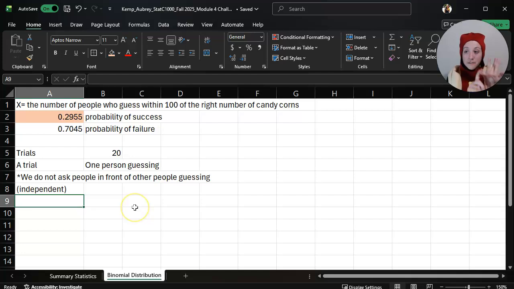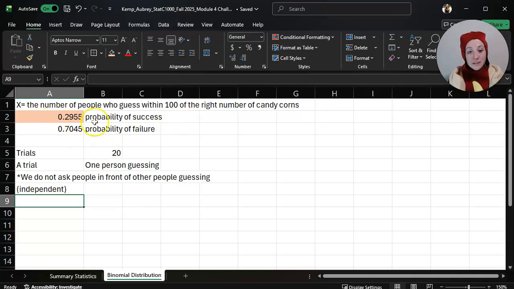Okay, so we have independent trials. There's 20 trials. We have a probability of success, which stays the same from trial to trial. Again, we're assuming the probability that someone guesses within 100 is about 0.2955. So I'll go over this again. We have a fixed number of trials. The trials are independent because people aren't listening to what other people are guessing. And we're assuming that the probability someone guesses within 100 is about 0.2955, and that it stays the same from person to person.